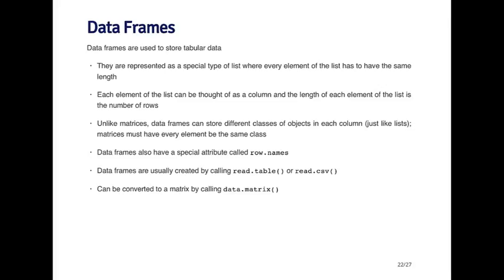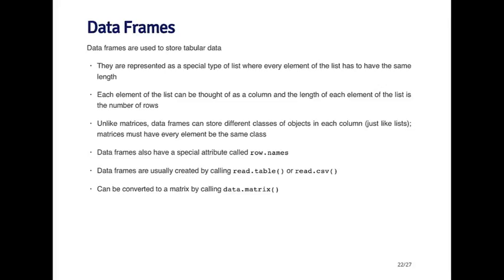So unlike matrices, which have to store the same type of object in every single element of the matrix, data frames can store objects of different classes. And so data frames also have some special attributes. The first special attribute is called a row name. So every row of a data frame has a name. And this can be useful for annotating the data. So for example, each row might represent a subject enrolled in a study, and then the row names would be the subject ID, for example.